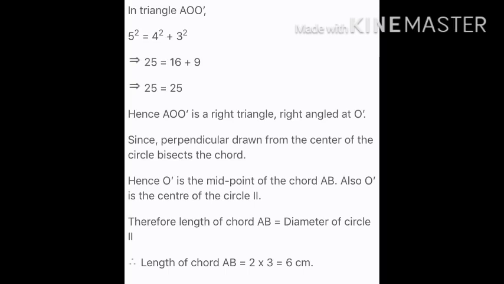Since a perpendicular drawn from the center of the circle bisects the chord, O dash is the midpoint of the chord AB. Also, O dash is the center of the circle. Therefore, the length of AB is equal to the diameter of the circle, that is 2 times 3, which is equal to 6 centimeters. This means the length of the chord AB is equal to 6 centimeters.